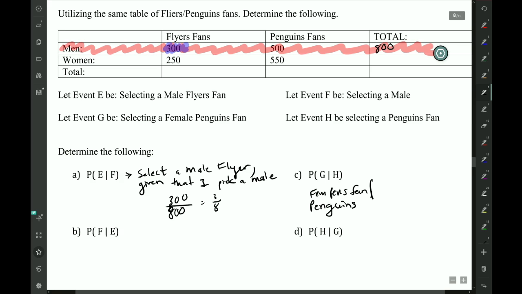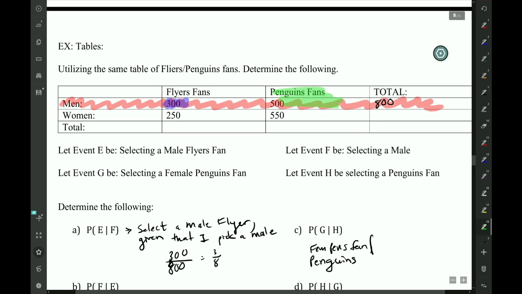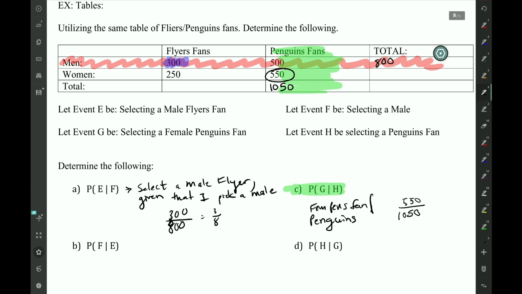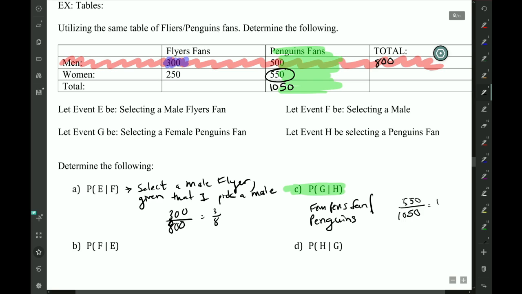So given Penguins fan. Well, now I'm just looking at the Penguins fans. We'll say this is in green. Well, there are 1050 of them. And I want to know which ones are the females. Well, there are 550. So 550 over 1050. Okay, 550 over 1050. We're looking at a big old 11 over 21. Okay.